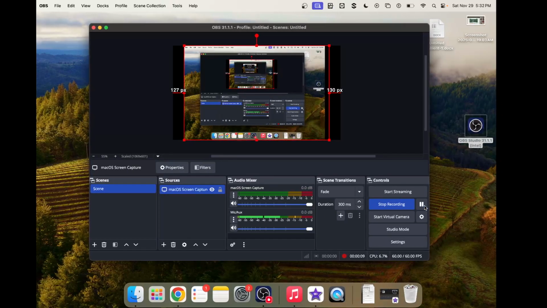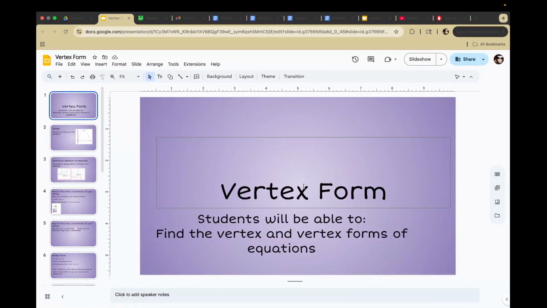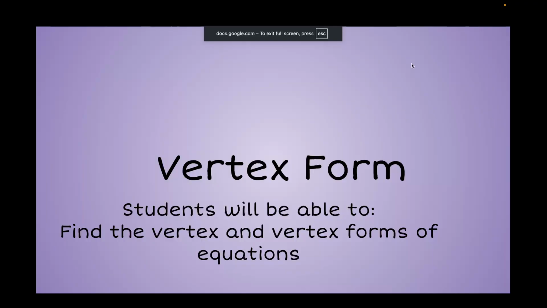Hello, welcome to the last lecture of this semester of Algebra 2. Today we're going to talk about vertex form. We've been talking about zeros and such a lot, but now we're going to go over vertex and vertex form. We're going to understand the vertex better and know how to find the vertex.